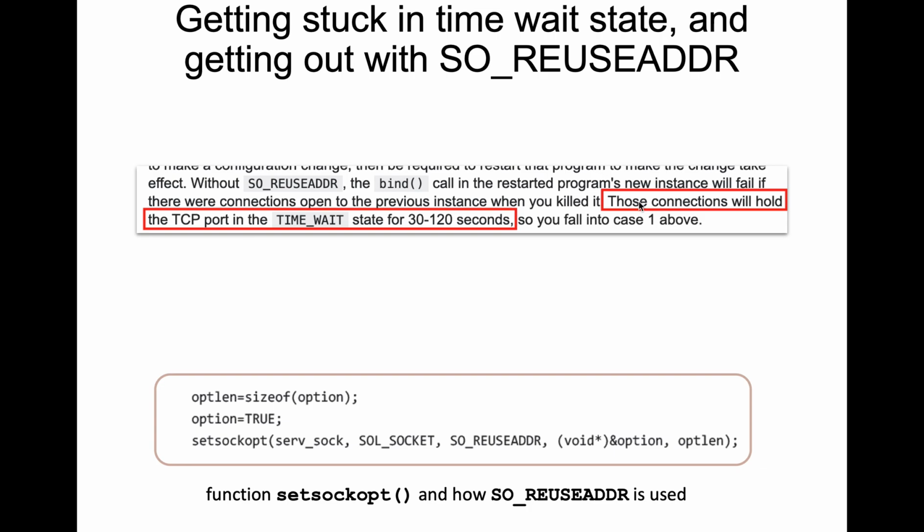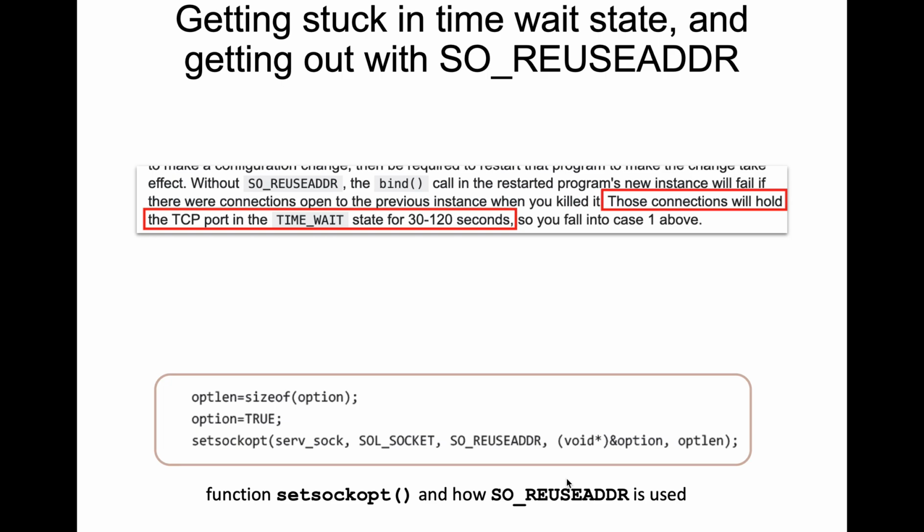The kind of problem you'll be forced into is, for example, those connections that were forced to close but failed to close will hold the TCP port in time wait state for 30 to 120 seconds. I apologize that I said 5 in the beginning because I did not remember the specific numbers, so here are the specific numbers. From 30 to 120 seconds, it will be stuck inside the time wait state and you cannot bind to that address.